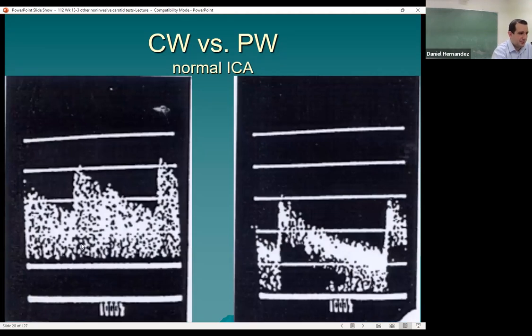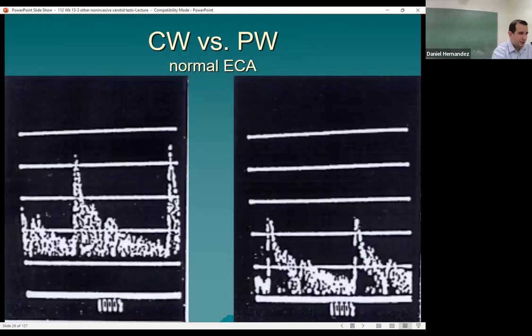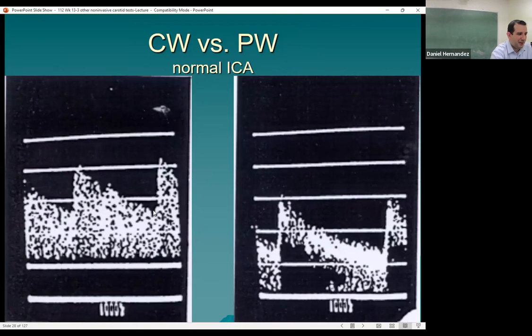So here's a good example. Continuous wave, completely filled in spectral window. Pulse wave, you get a nice open spectral window. Again, continuous wave, pulse wave, ECA. So ECA waveforms are very sharp, with a deep dicrotic notch, much less diastolic flow compared to that peak systolic. ICA, when we compare that end diastolic to peak systolic, much lower resistance.